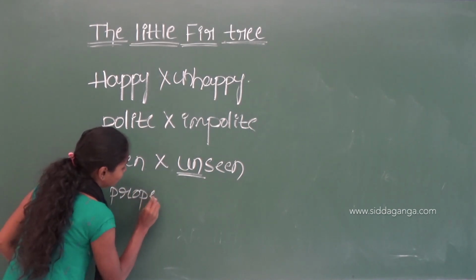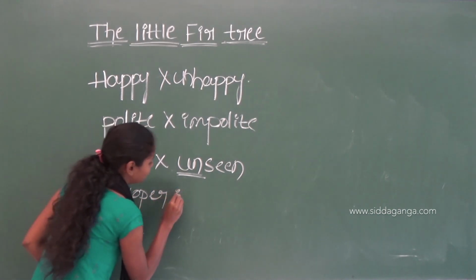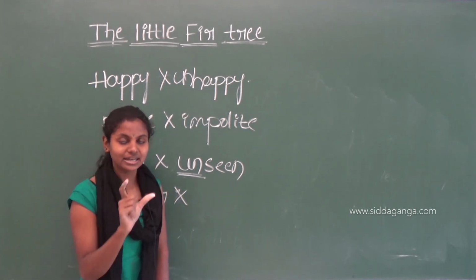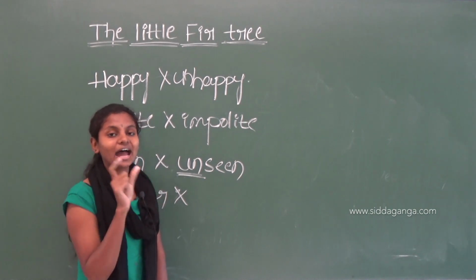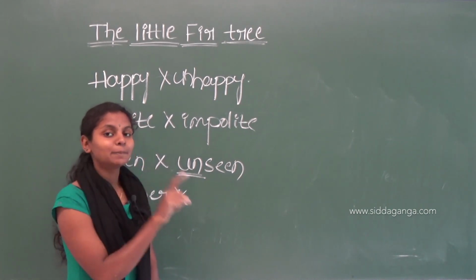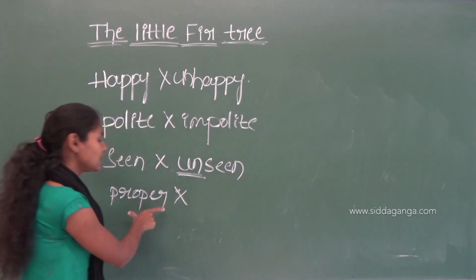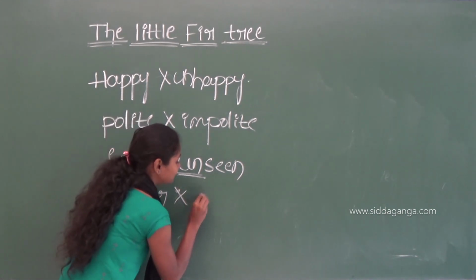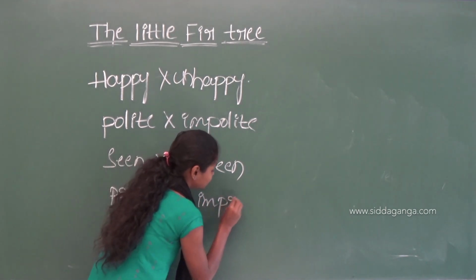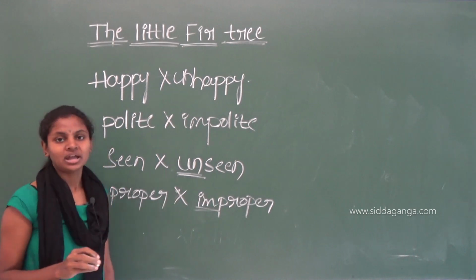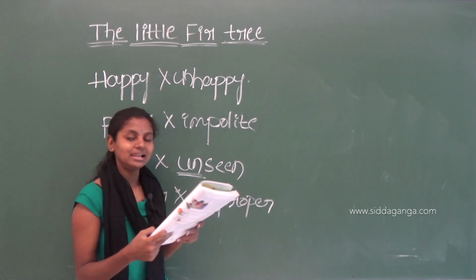What is the opposite word for the proper? It is not unproper but it is improper. By adding im to the beginning of the word, we will make an opposite word for the proper, that is improper. So here the prefix is im. Understood? Next one, lucky.